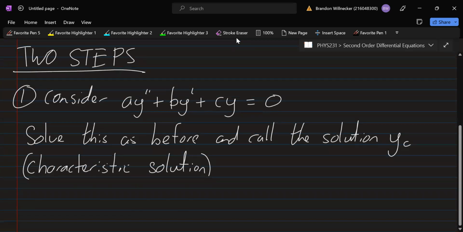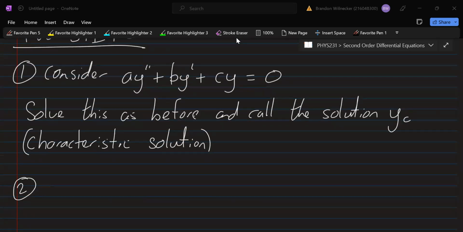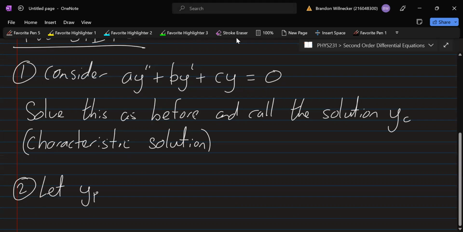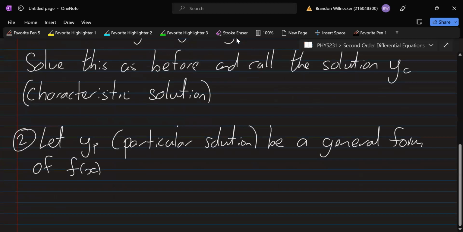So that's step 1: we ignore the function, assume the right-hand side is 0, and that solution is called the characteristic solution. For the second step, we look at the form of f of x, and whatever that functional form is, we assume a general form and call that the particular solution. So let yp, for the particular solution, be a general form of f of x.